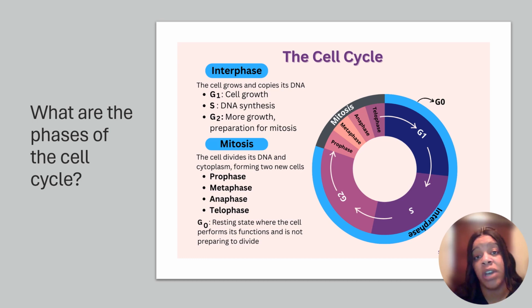Lodish stated that the eukaryotic cell cycle is controlled by a complex network of regulatory proteins including cyclins, CDKs or cyclin-dependent kinases, and checkpoint proteins. These regulators ensure that each phase of the cell cycle is completed accurately before progressing to the next phase. Disruption of these checkpoints can lead to abnormal cell division and potentially contribute to diseases such as cancer.